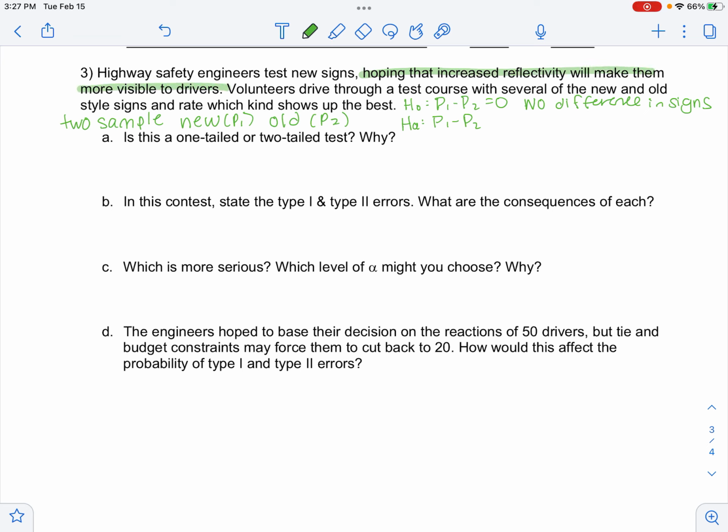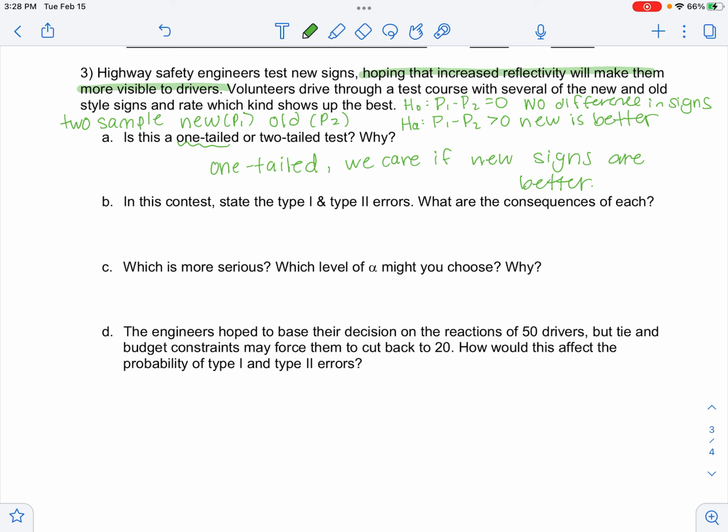All right. Now, is this a 1-tailed or 2-tailed test? Why? This would be considered a 1-tailed test because we only care if the new signs are better. So we only care about the side of the new signs being better if the reflectivity has increased. Remember, a 2-tailed test is the not equal to. So that's when I look for, is it better? Is it worse? It could be either.